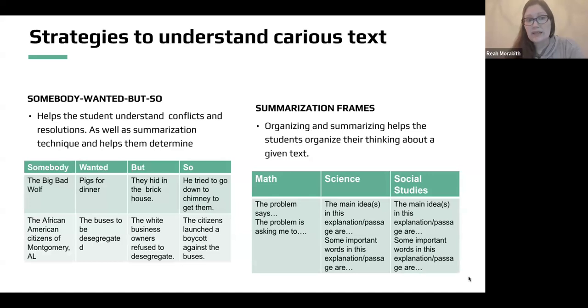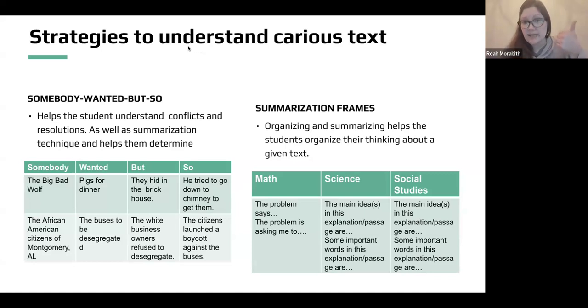So some really great strategies that we wanted to share with you guys and that are in the book to help your students understand your text. So the first one is called Somebody Wanted But So. This helps students understand conflicts and resolutions, and is also a great way to help them organize their thoughts and summarization of a text.